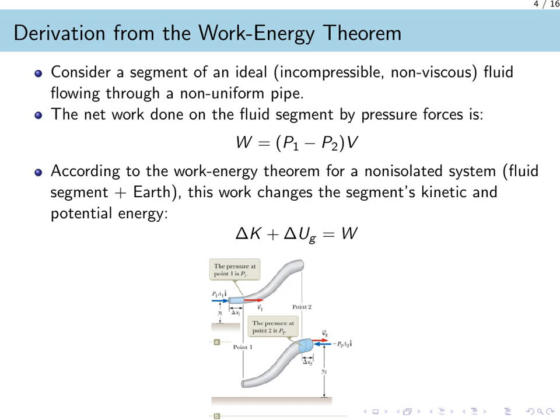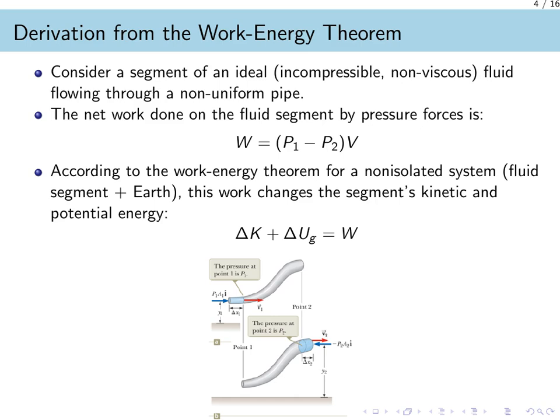To derive the relationship between pressure, speed, and height in a moving fluid, we will apply the work-energy theorem. Let us consider a segment of ideal fluid as our system. This system is non-isolated because the surrounding fluid exerts pressure forces on its ends, doing work and changing its energy. The fluid behind the segment pushes it forward, doing positive work, while the fluid ahead of it pushes back, doing negative work. The net work done on the segment is given by W = (P1 − P2)V, where V is the volume.